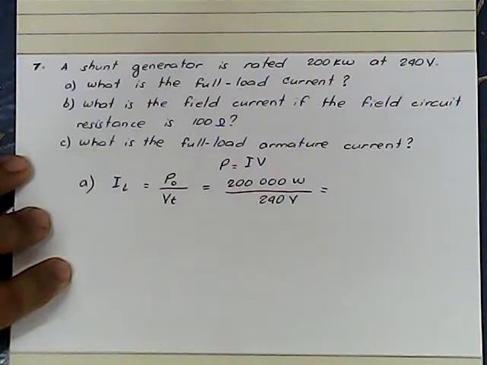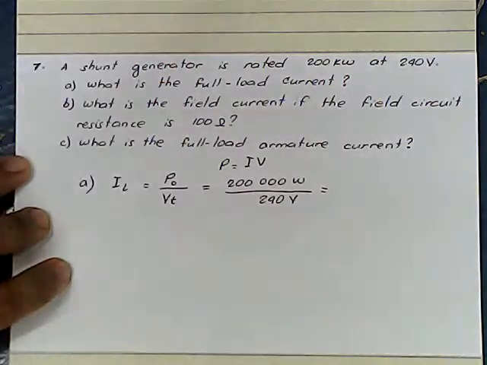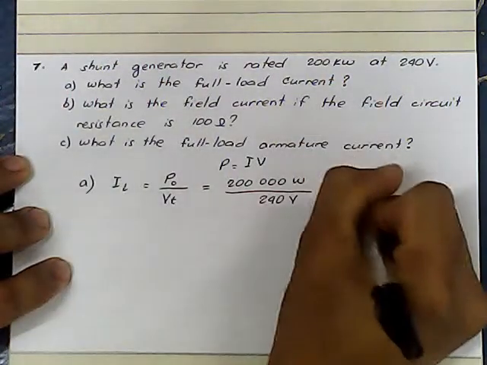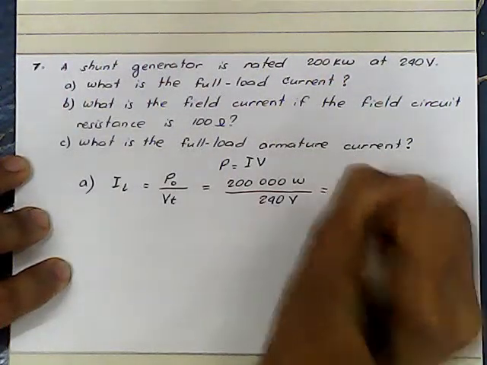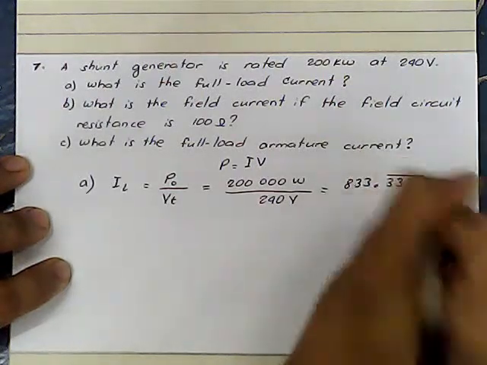So, 200,000 divided by 240 volts. That will give us 200 divided by 240, and we have here 833.333 amperes.